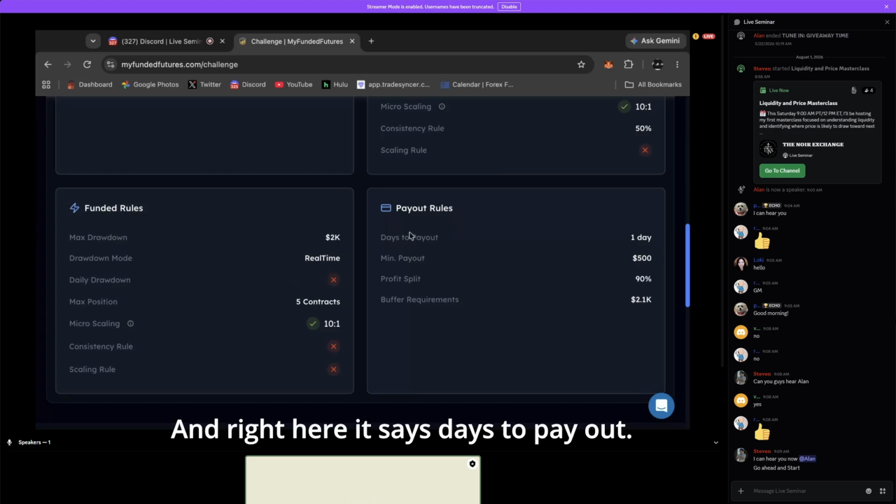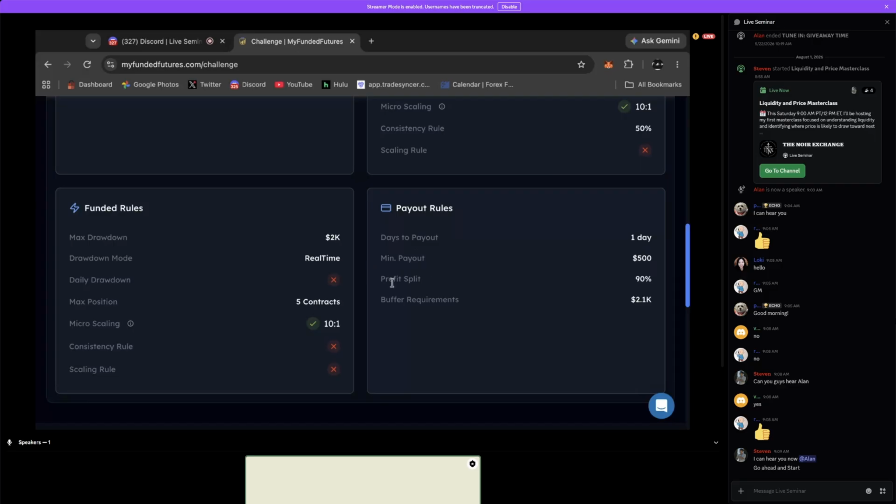And right here it says days to pay out. It's just a 1 day account. Minimum payout. Profit split is 90%. And buffer requirements is 2.1K. So the buffer is basically just saying that you have to make 2.1K before you're allowed to withdraw anything.